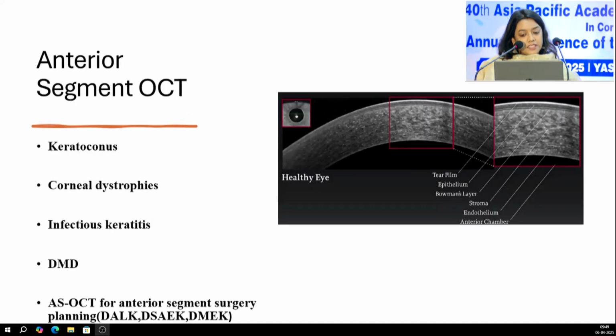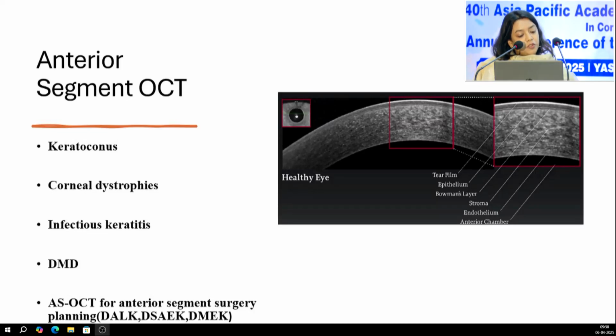Anterior segment OCT is also an important tool for defining the various layers of the cornea. It's especially helpful in keratoconus, even in hydrops cases, to see the edema. For corneal dystrophies, it shows the layer of deposition. It helps in monitoring the progression of infectious keratitis and the management effect. It is very useful in DMD to localize it, to classify it, and then to treat it.